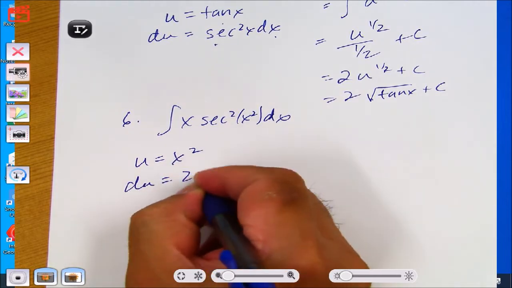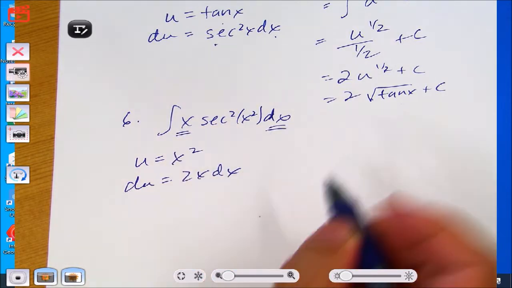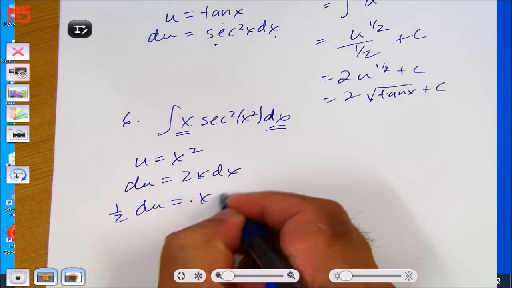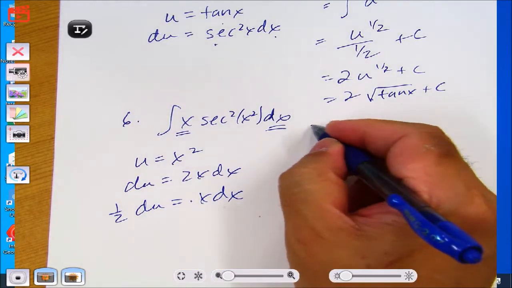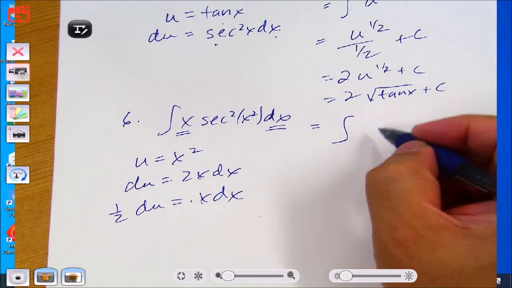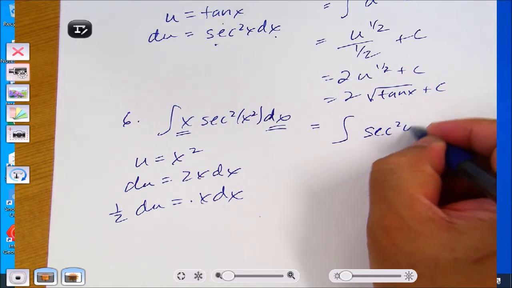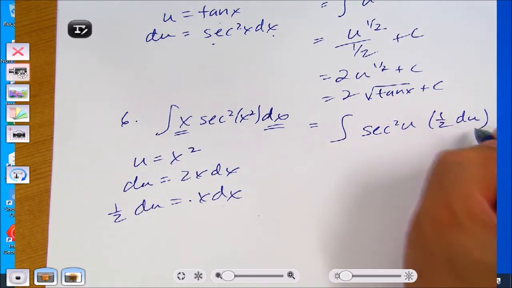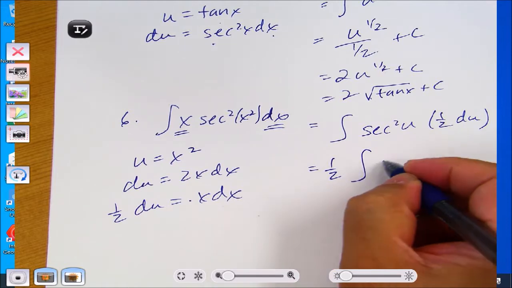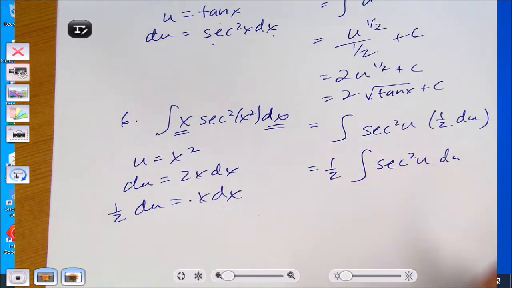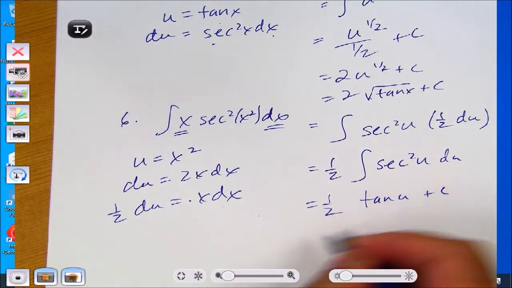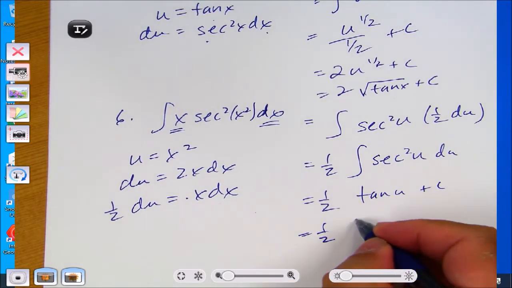So du equals 2x dx. I have an x and a dx, I just have an extra 2. Bring it over. So 1/2 du equals x dx. So I continue with my substitution. That's going to be secant squared u, and x dx is replaced with 1/2 du. And it's fine if we just go ahead and bring the 1/2 outside of the integral. Yes, beautiful. The integral of secant squared is tangent. Then go ahead and replace the u with x squared.